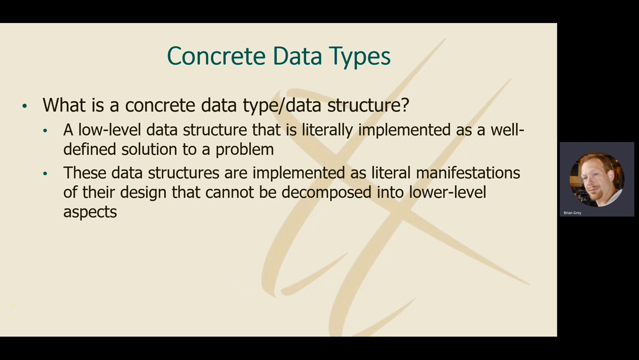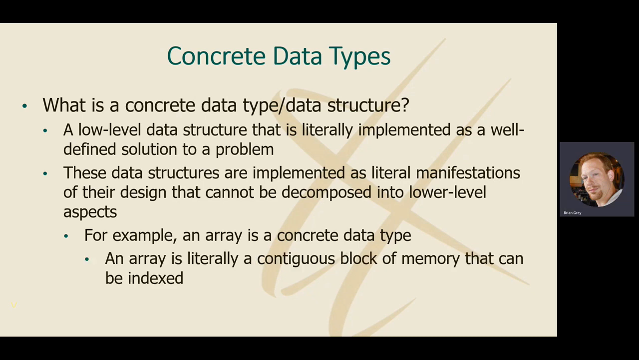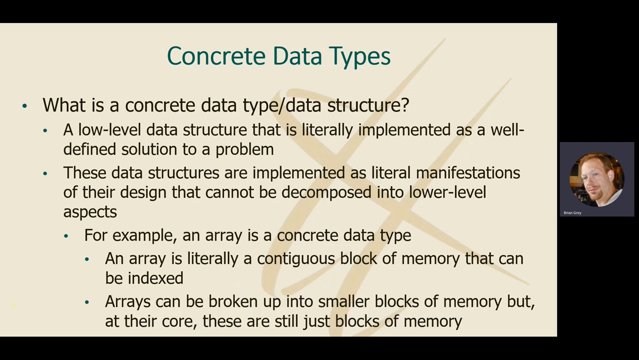So what I mean by this is an array. An array is a concrete data type. An array can be thought of as just a sectioned off hunk of main memory. Okay? It is literally a contiguous block of memory that can be indexed. That's it. There's nothing lower going on. There's no metaphor here. Yes, you can decompose an array into smaller arrays or into a single block, but these are still just blocks of memory. These are still just smaller and smaller arrays. There's nothing lower down than that.